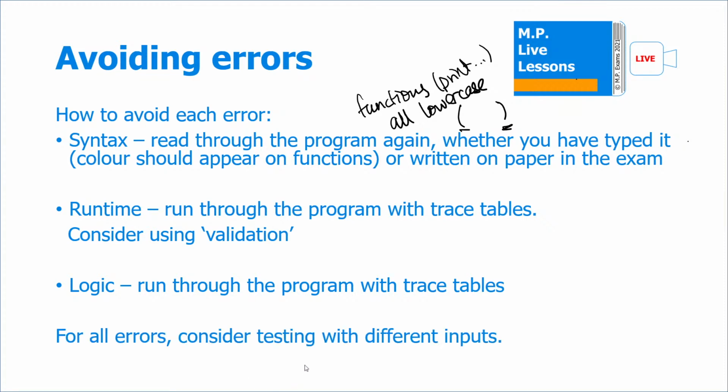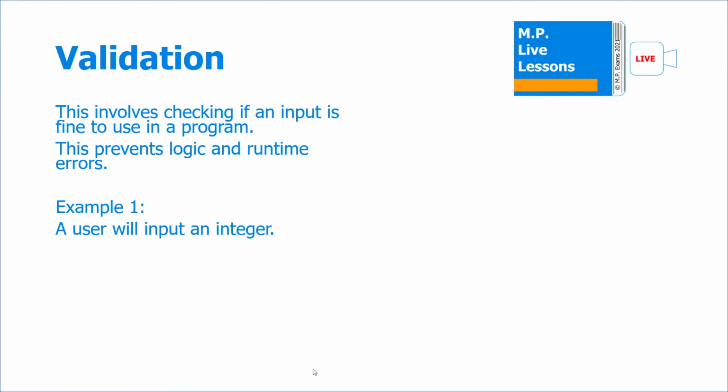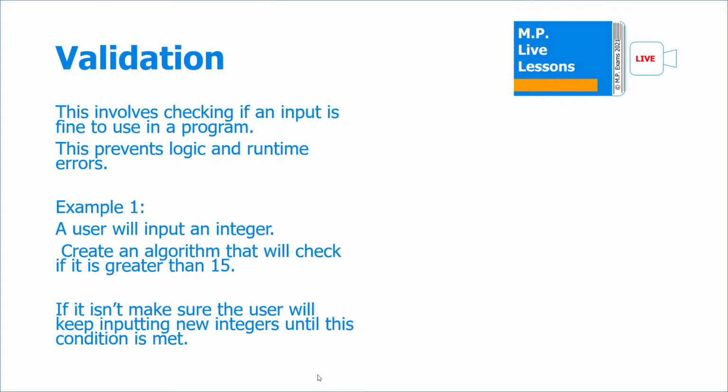For all there is, just try testing with different inputs. Now, validation is a common thing that is asked for in exam questions. So this involves checking if an input is fine to use in a program. For example, the user will input an integer, and we need to create an algorithm that will check if it's greater than 15. And if it isn't, we want to keep asking the user to input new integers until this condition is met.